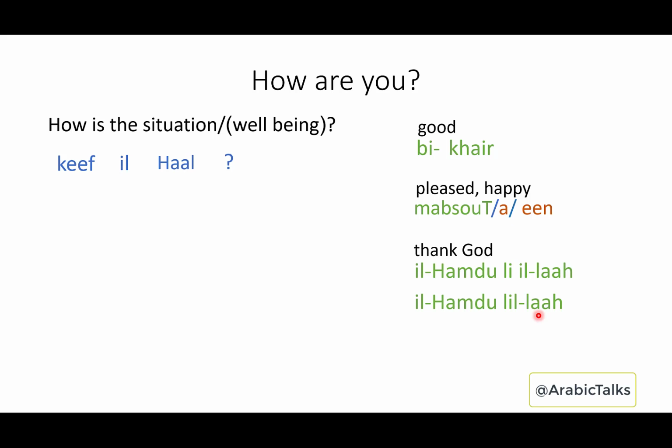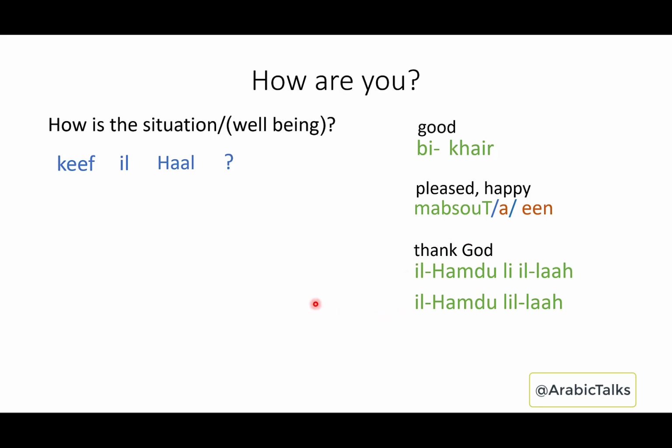Great. Now, it is good to know that when we reply, sometimes we give one answer, sometimes we reply with two answers. We make a combination. For example, كيف الحال? بخير. الحمد لله. Like fine or good, thank God. Or كيف الحال? مبسوط. الحمد لله. I am pleased, thank God. Or I am happy, thank God.